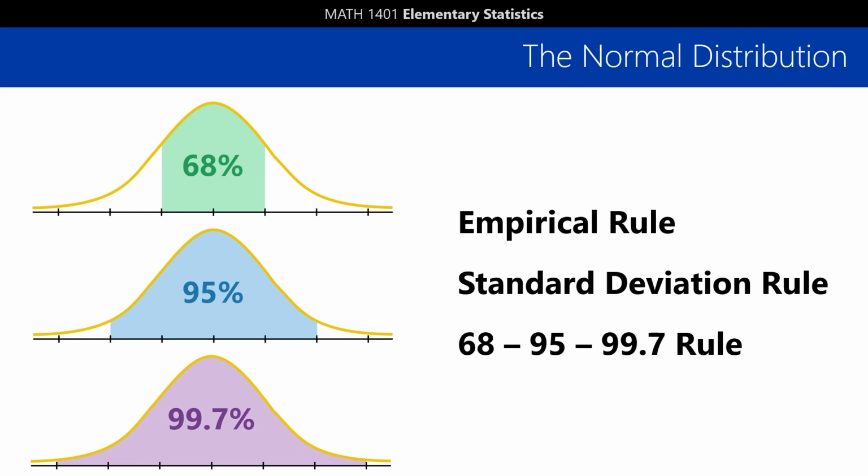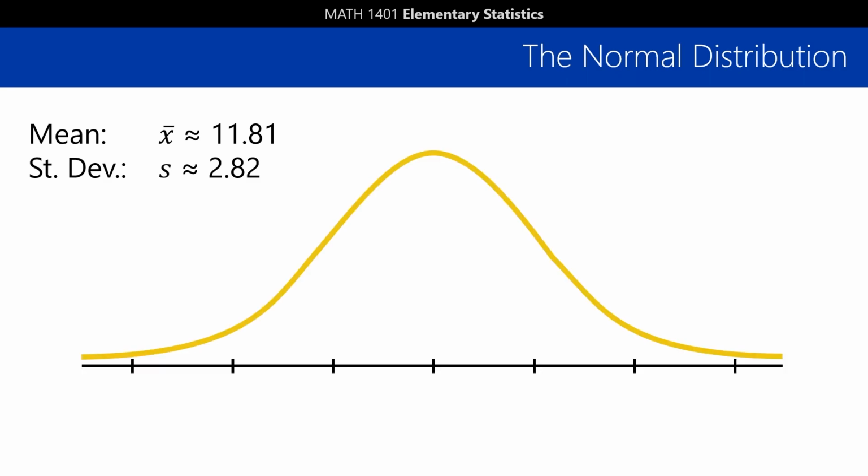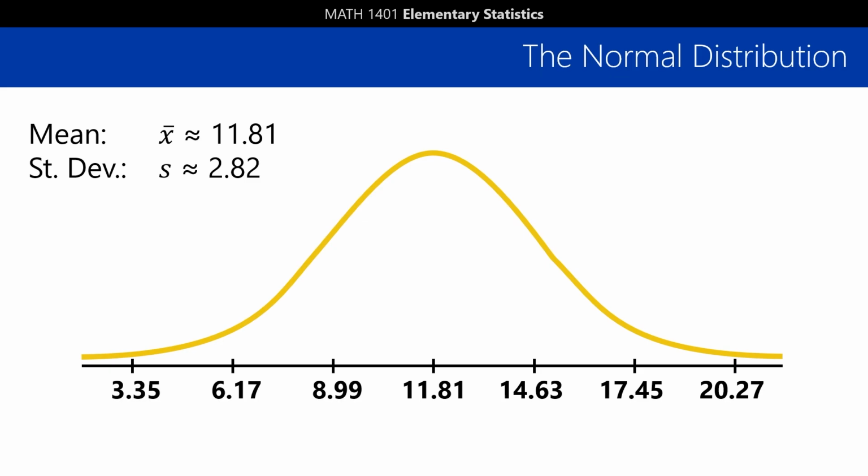So, for example, when we found the mean and standard deviation of our sample of name lengths, we got a mean of about 11.81 and a standard deviation of about 2.82. So to set up the empirical rule, we can draw a bell curve and then put the mean as 11.81. Then we repeatedly add the standard deviation 3 times, and then repeatedly subtract the standard deviation 3 times.